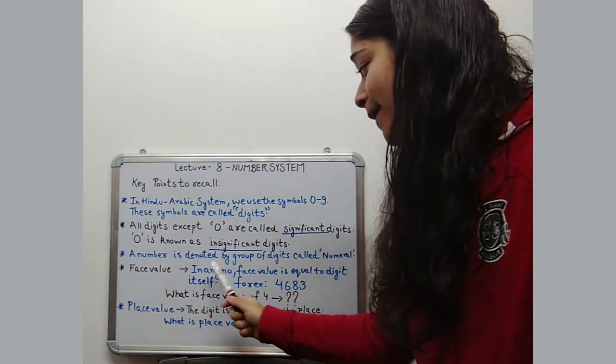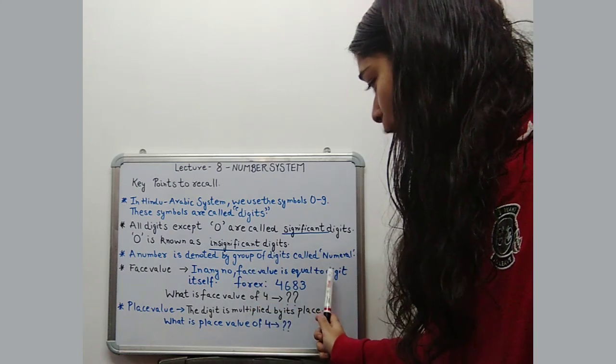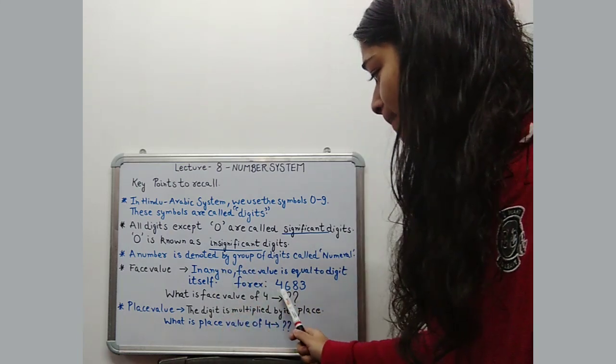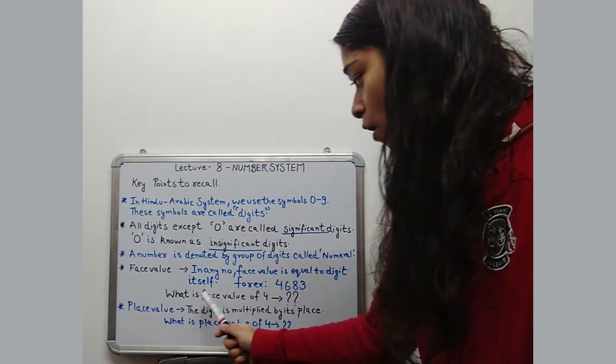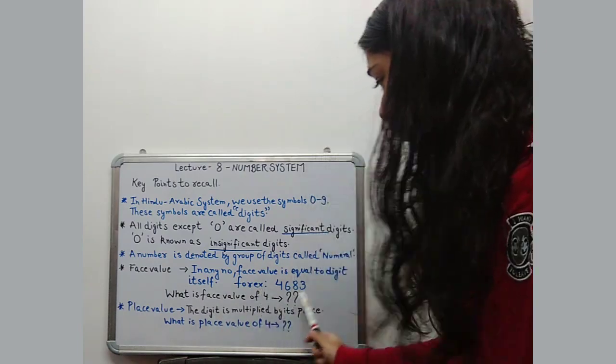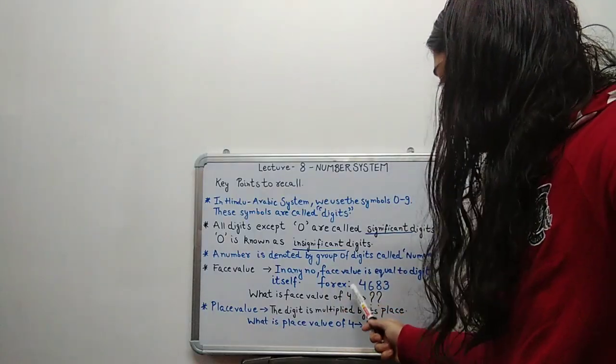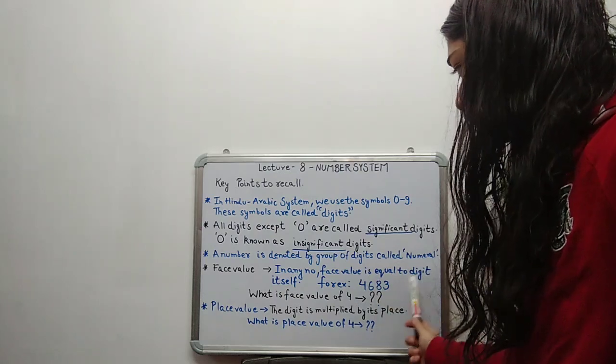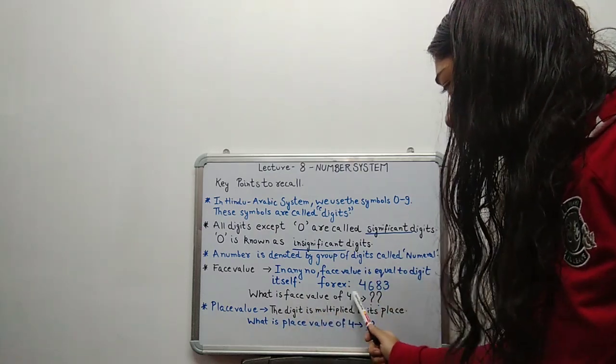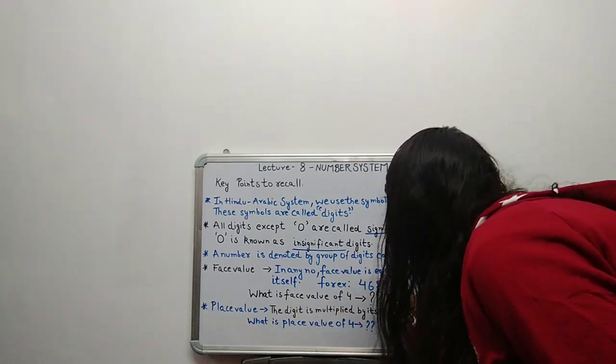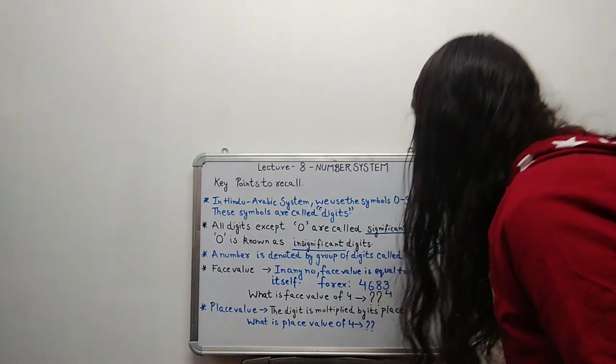Face value. In any number, face value is equal to the digit itself. For example, 4683. What is the face value of 4? What is the definition of face value? That is, face value is equal to the digit itself. So what is the face value of 4? It is itself 4. You can write it over here.